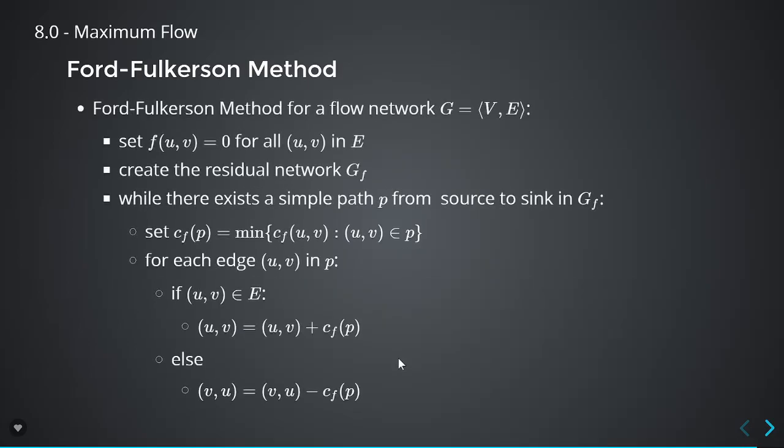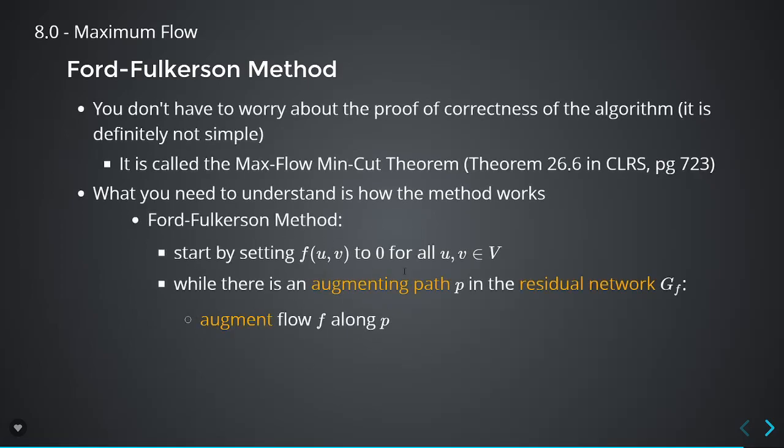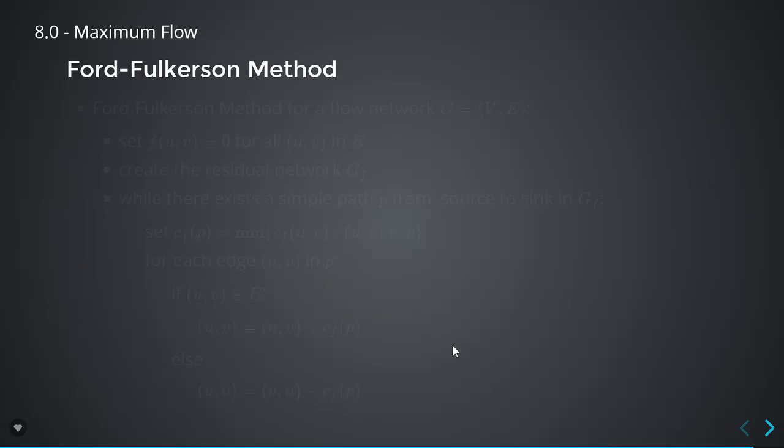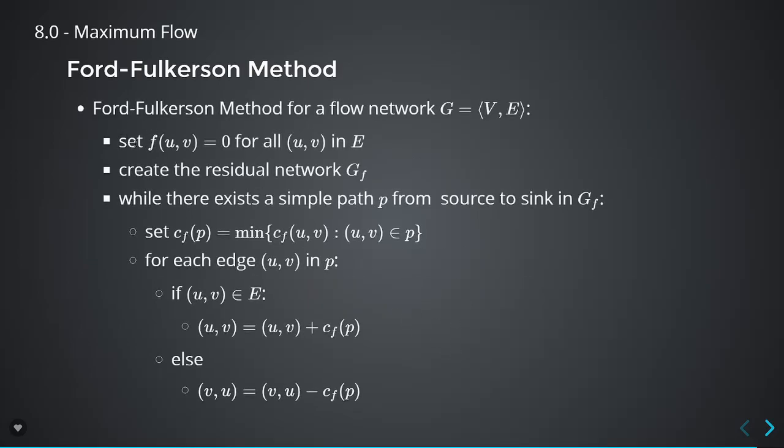Anyway, final words, I guess. Yeah, this is the rundown of the method. Maybe something more detailed than just these 2 lines here. So you set the flow to 0 for all edges, make the residual network G_f, and while there's a simple path, set the value to be the minimum in that simple path, and then for each edge, just augment it. That's it.